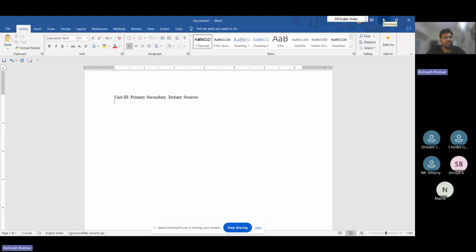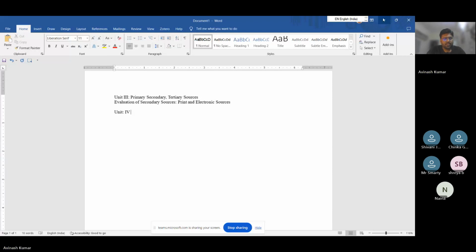Next is the evaluation of secondary sources, and secondary sources: print and electronic sources. This is the part of unit third, and I will discuss it today. Today is the last class, you may not know about that.